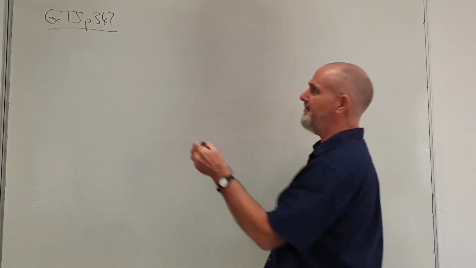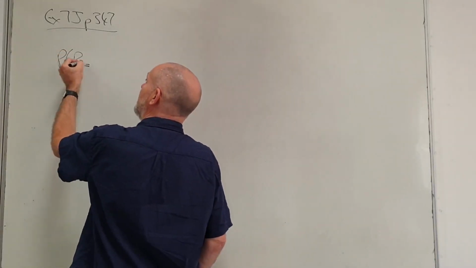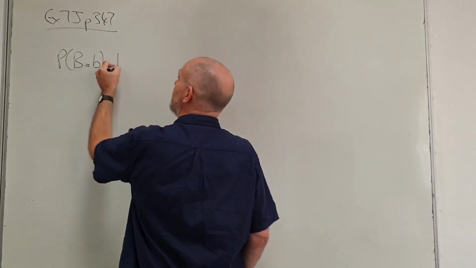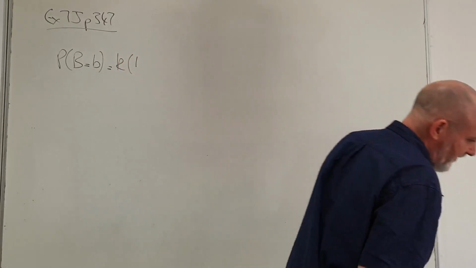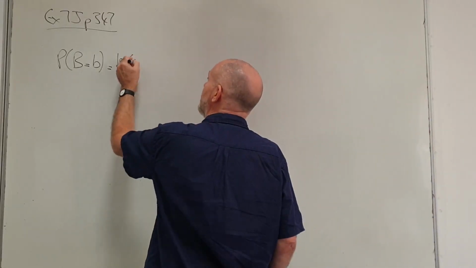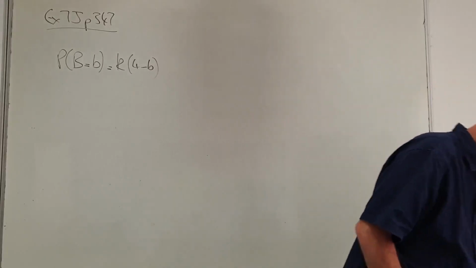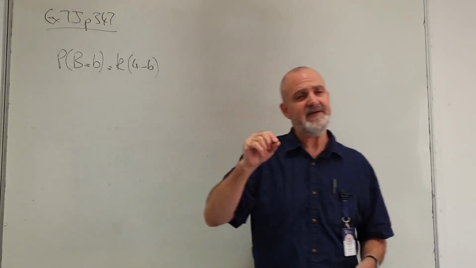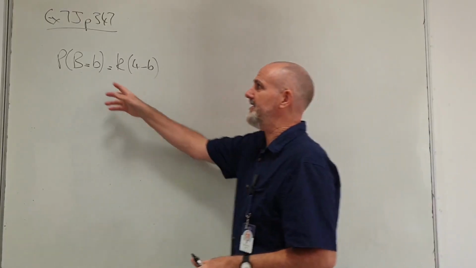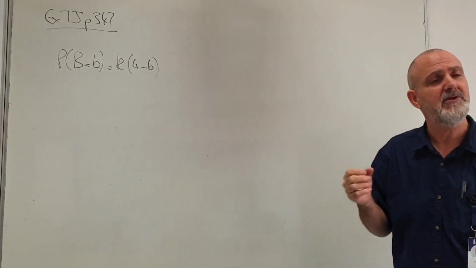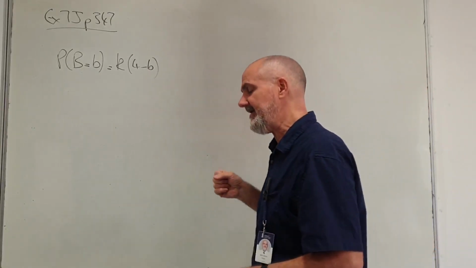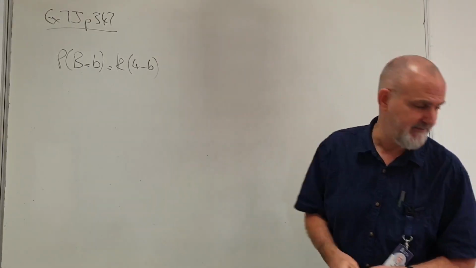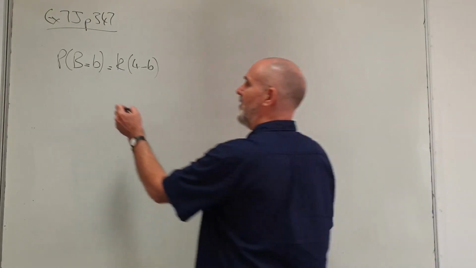We're told that the probability that B equals b is given by a formula, and the formula is K times (4 minus b), and b is equal to 0, 1, 2, 3. Now remember, lowercase b are specific values of the random variable capital B. Capital B is the set of all possible values of the random variable. And remember, the idea of a random variable is a variable whose value depends upon chance. So it's basically, we can't predict what it's going to be.